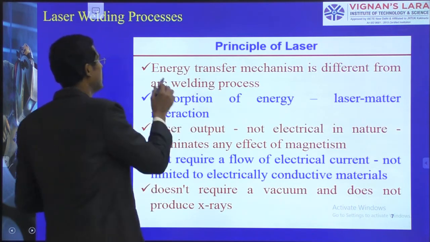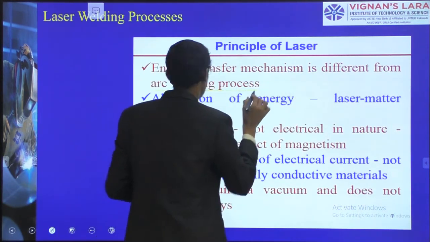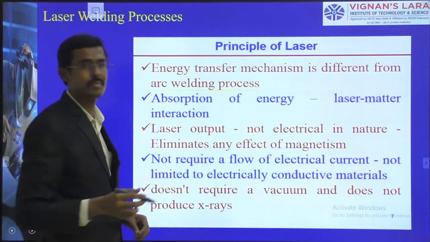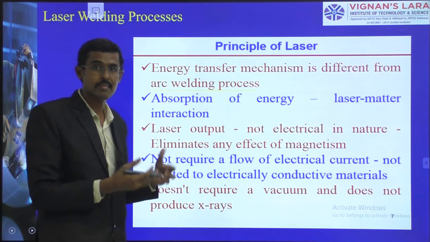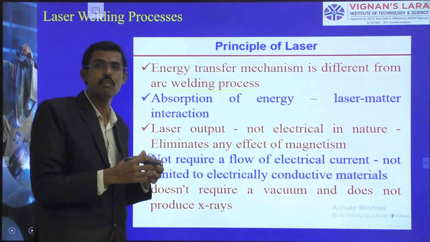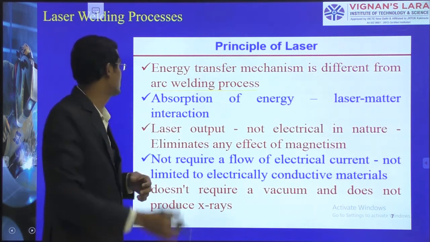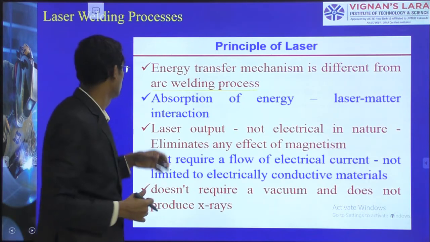Therefore, the energy transfer mechanism is different from the arc welding process. In the arc welding process, what is the energy mechanism? Electrical energy is converted into heat energy. But here, the bombardment of electron flow is converted into heat energy. So that is entirely different. The radiations are converted here.